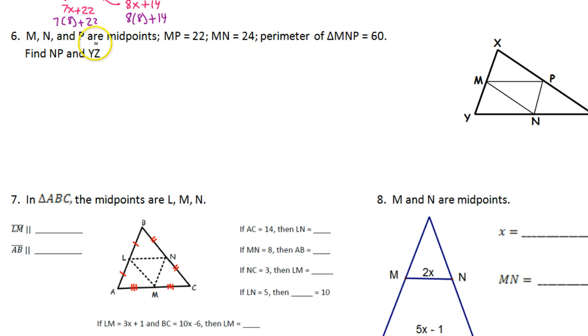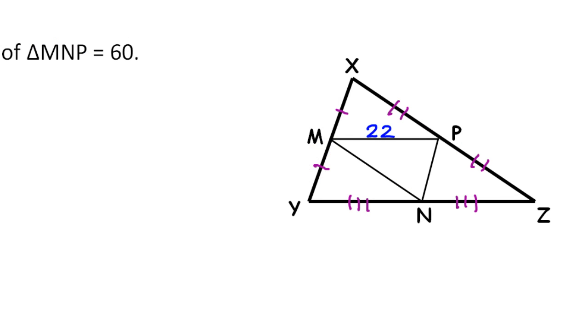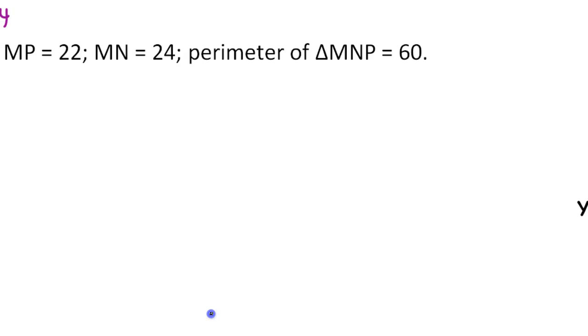Alright, M, N, and P are midpoints. So that means these are equal, and these are equal, and these are equal. M, N, and P are all midpoints. I better zoom in. MP is 22. MN is 24.